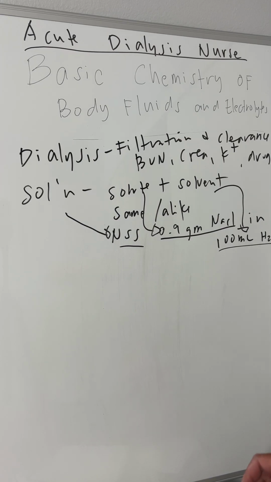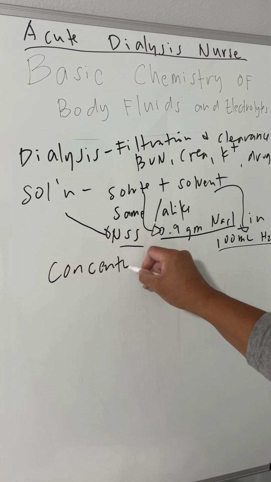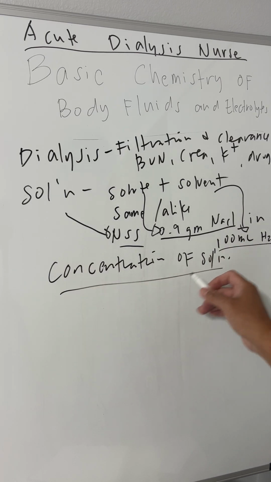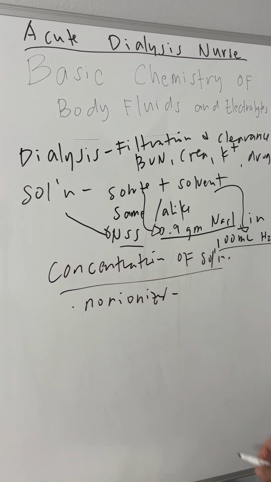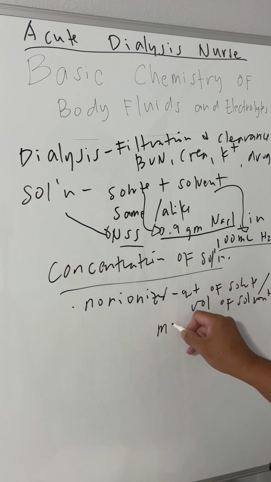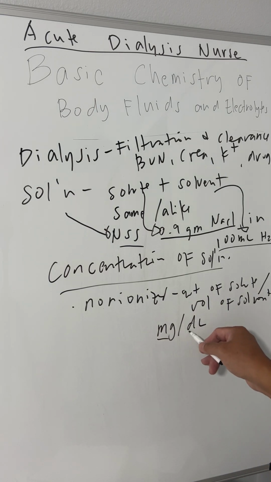Next, how to measure concentration of solution. So first is non-ionized. These are weight of solute per volume of solvent. To give an example, it's milligrams per deciliter. So milligram is the weight of solute, and then deciliter is the volume of solvent.